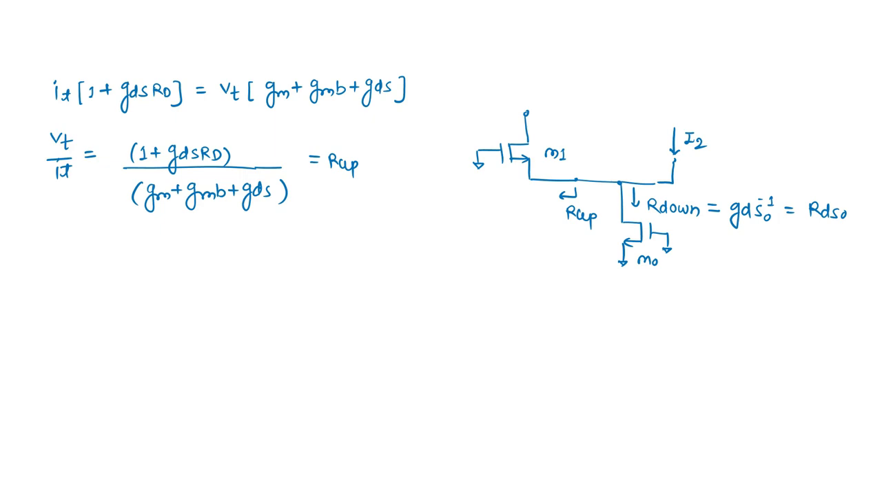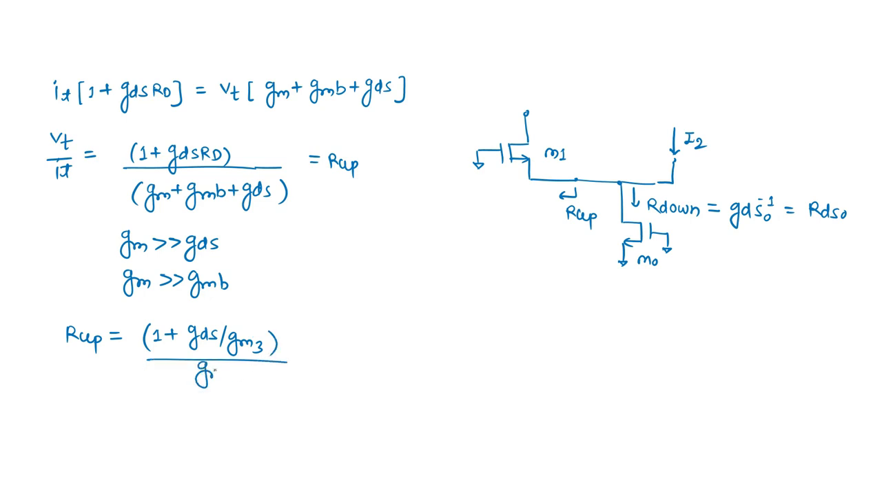Okay. So RUP. Now I'll make some assumptions: GM is much greater than GDS, and GM is also significantly greater than GMB. From these two assumptions, what can be my RUP? My RUP is (1 plus GDS of 1 divided by GM3) divided by GM of 1. Okay, it's GDS of 1. So this is my GDS of 1. What can we see here?